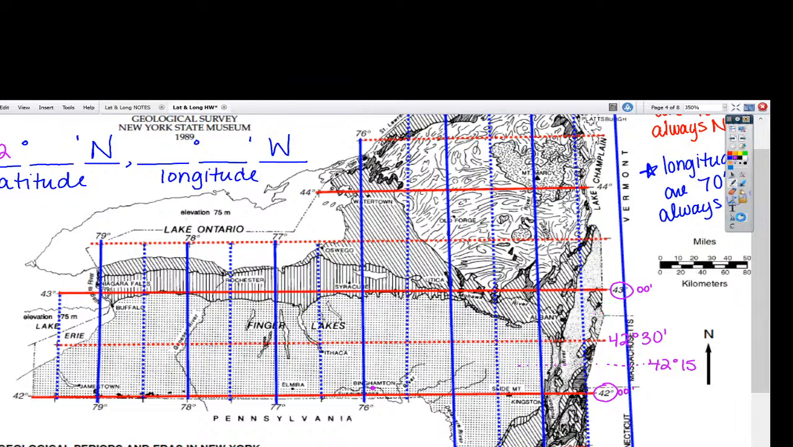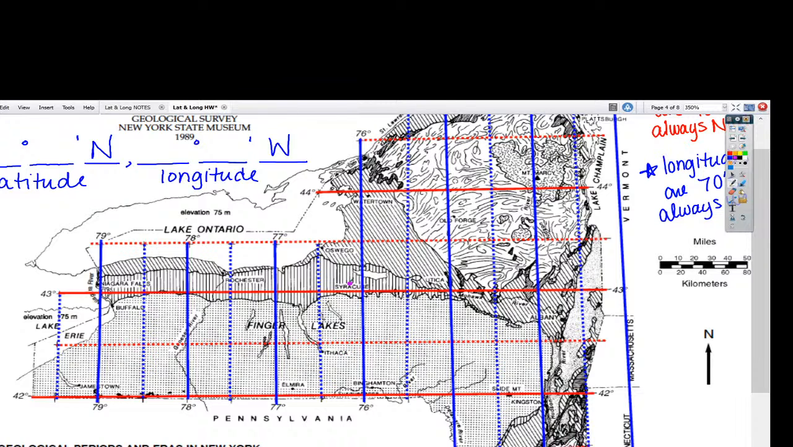And so if you're having trouble finding Syracuse, if you find the Finger Lakes, it's just north of the Finger Lakes. And I'll put a dot on it in a second. Okay, so Syracuse is right here. So now let's look at our first step. Find it, we did. Okay, so now what's my second step?